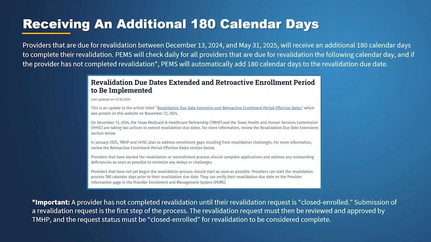Per the process that has been established for this, PEMS will check to see if the NPI is due to revalidate the following business day. If the revalidation is not complete, that NPI will be given an additional 180 days added to their revalidation date. Please be aware that a complete revalidation means that the NPI has been successfully revalidated with a status of closed enrolled on the request. Requests that are being reviewed by the Provider Enrollment Department or that are in draft are not considered closed enrolled.